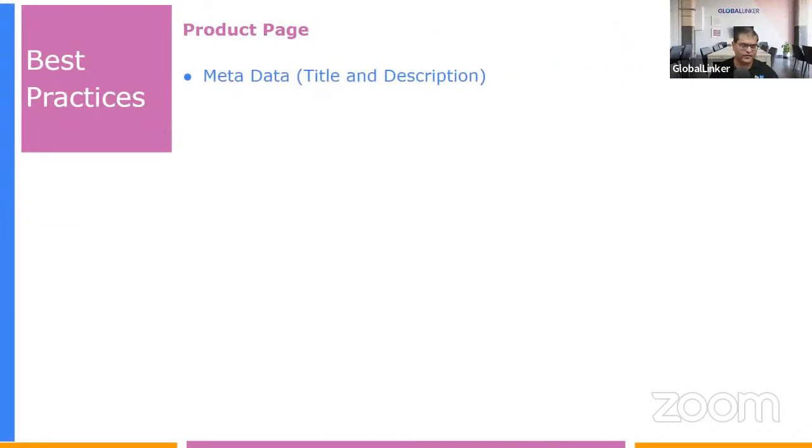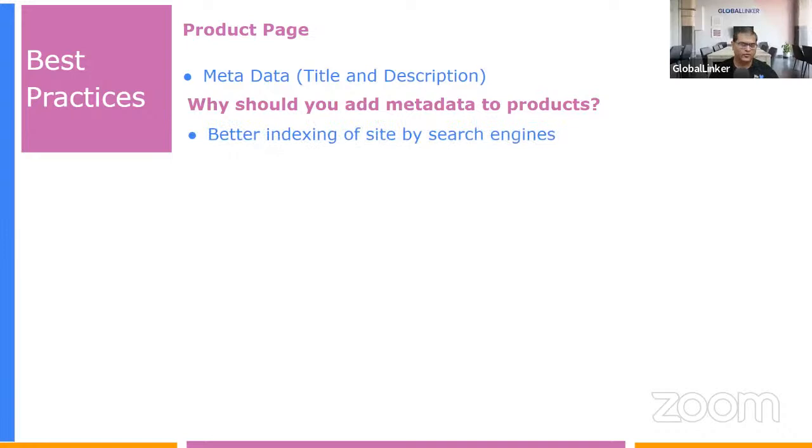And this is something, again, very important, because this will have an impact on the search ranking. So why should you add metadata to the product? One obvious question. So, better indexing of your site by search engines. So whenever, let's say, Google is indexing your website, or whenever Google wants to include your website in the search result, what they do? They have crawlers who will index your website. So if you have not added the metadata, then the indexing is not done properly. And that's where your website is not shown appropriately on the search engine. And that's where indexing is important.